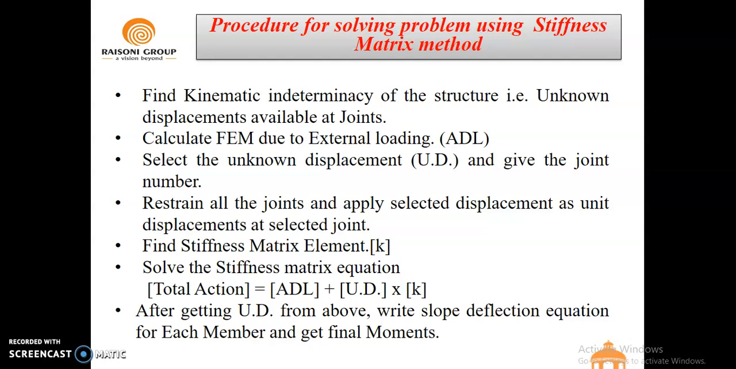Then solve the stiffness matrix equation. In the stiffness matrix equation, we have the total forces or total moment required at a particular joint, that is total action, equal to action due to the external loading plus the unknown displacement into the stiffness matrix. After getting unknown displacements from the above, write the slope deflection equation for each member and get the final end moments at that particular joint.